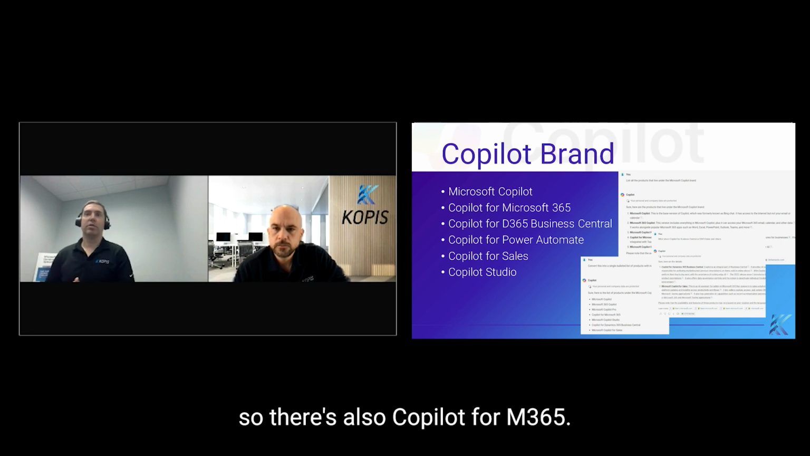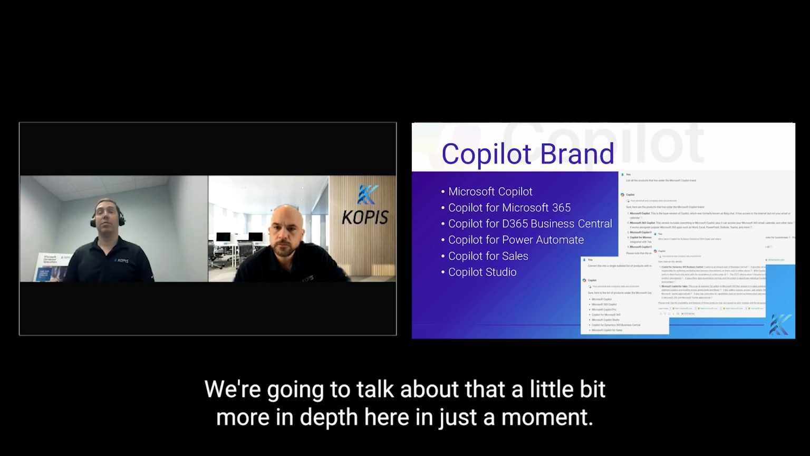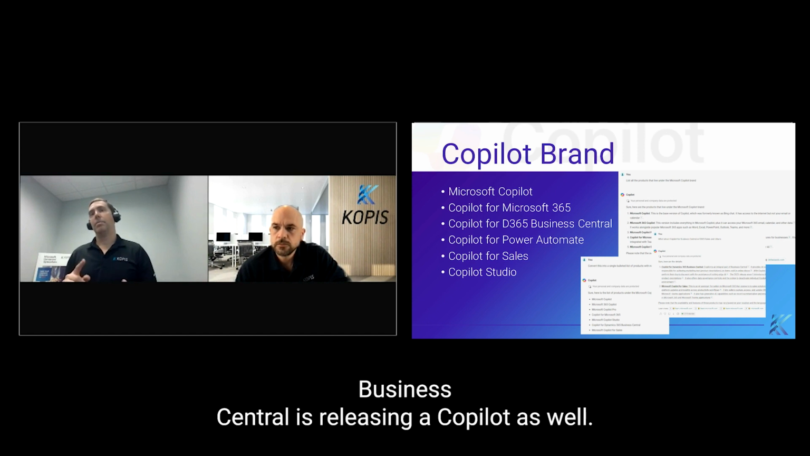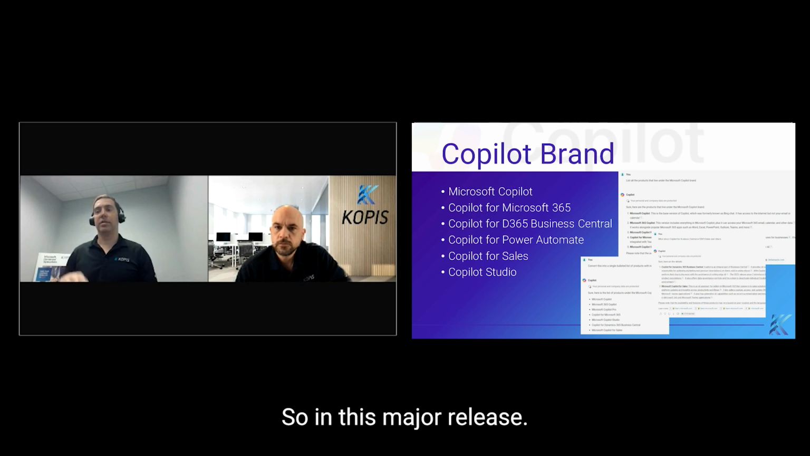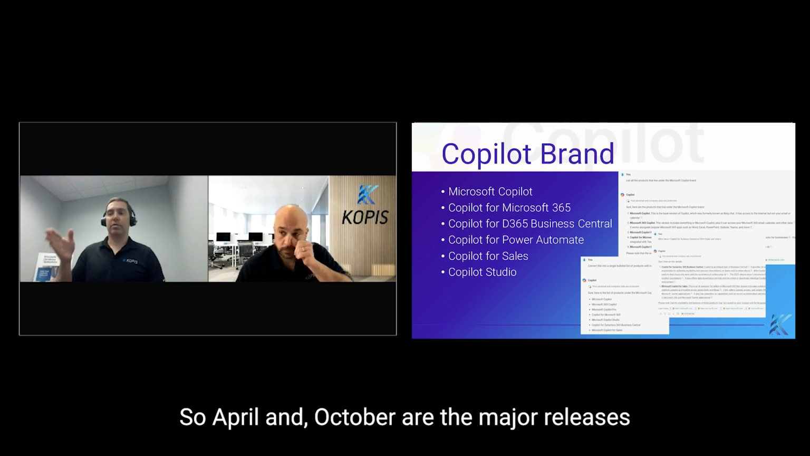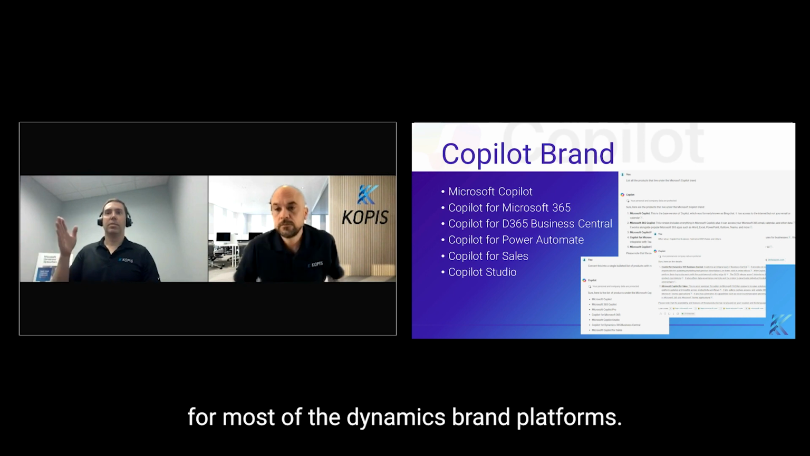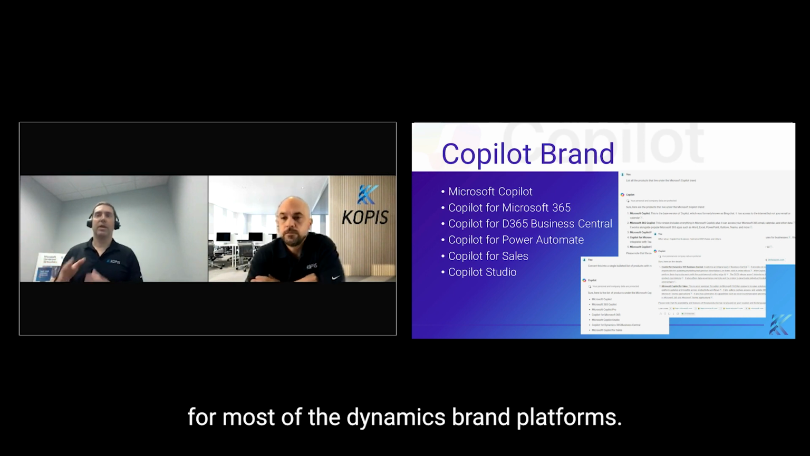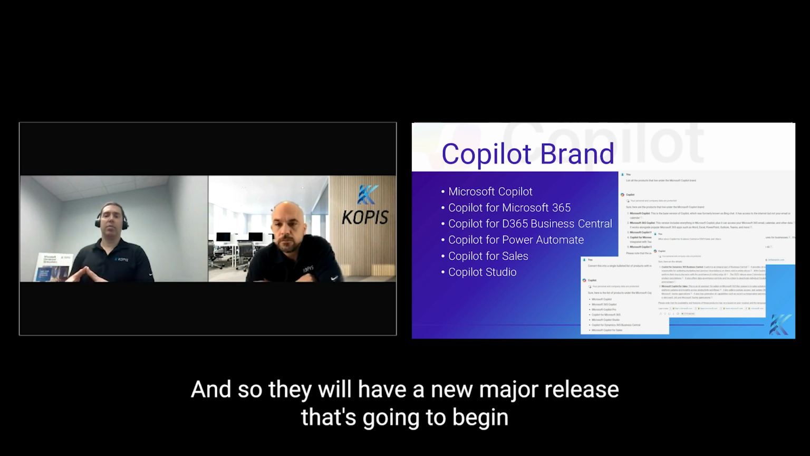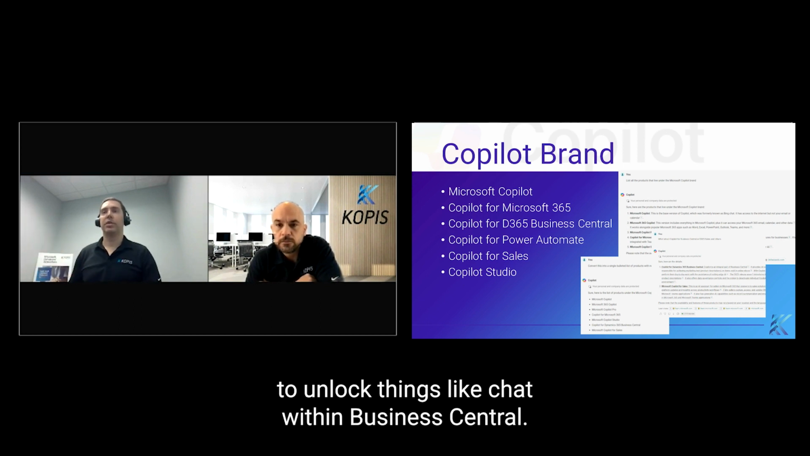There's also Copilot for M365. We're going to talk about that a little more in depth in just a moment. Business Central is releasing a Copilot as well. In this major release, April and October being the major releases for most of the Dynamics brand platforms, they will have a new major release that's going to begin to unlock things like chat within Business Central.